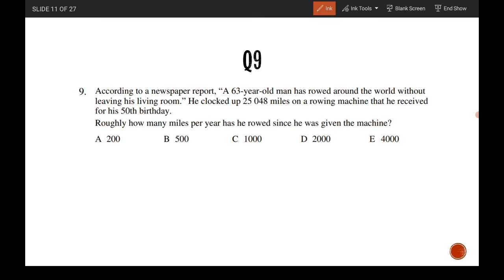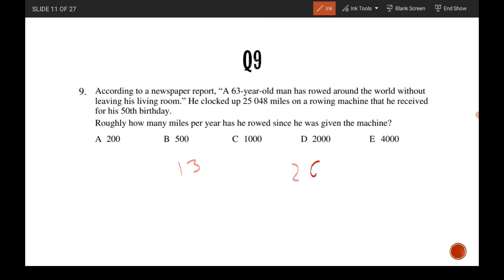So how many years has there been since his 50th birthday? If he was 50, there'd be 0 years. If he was 51, there would be 1 year. There's 13 years. And he clocked up 25,000, roughly, miles on a rowing machine. How many miles per year did he therefore do?